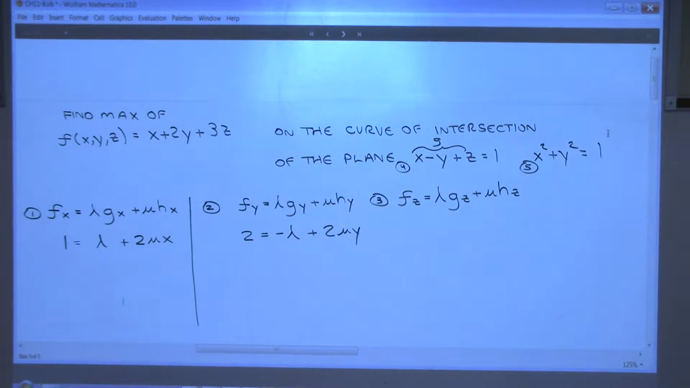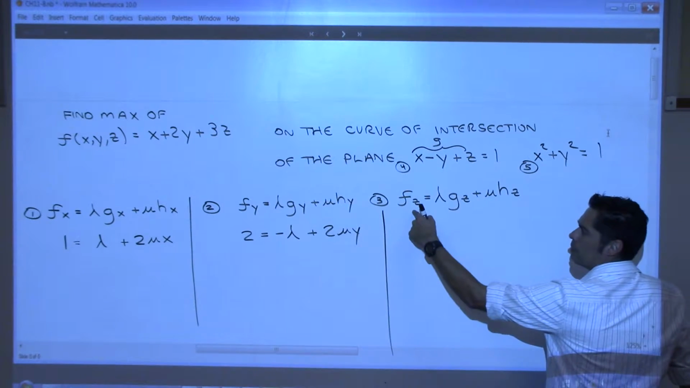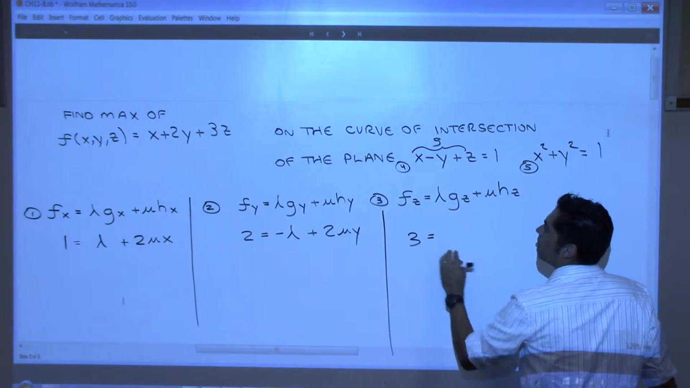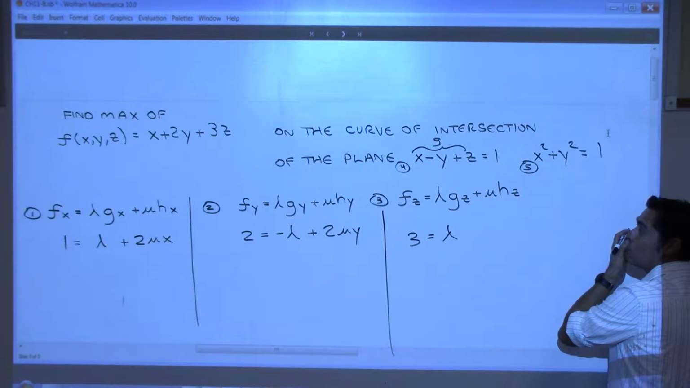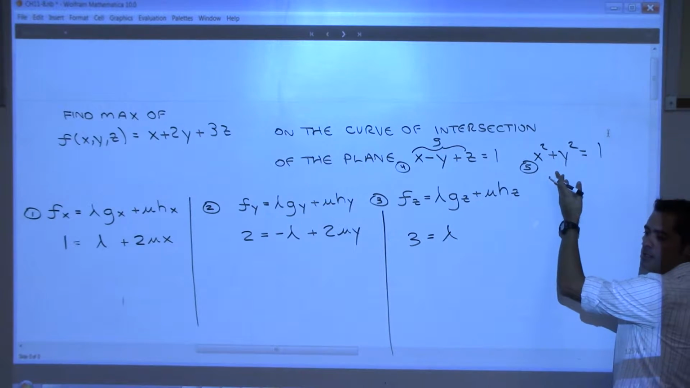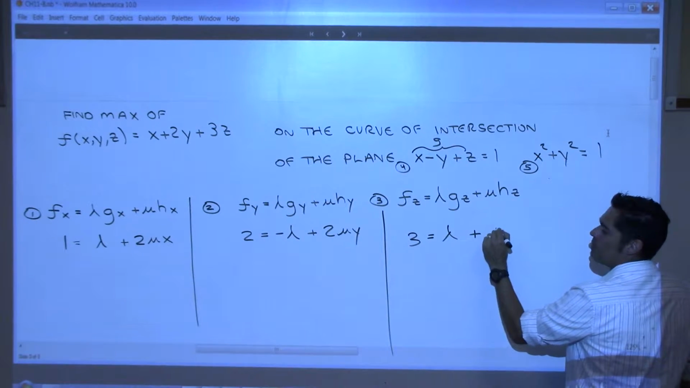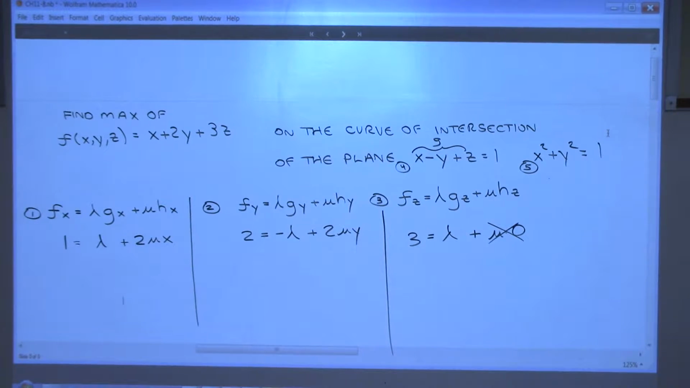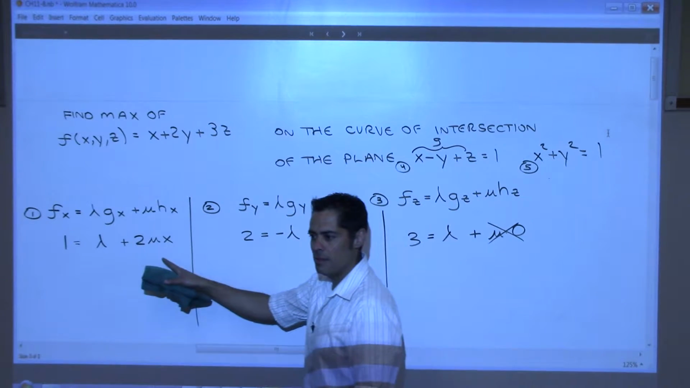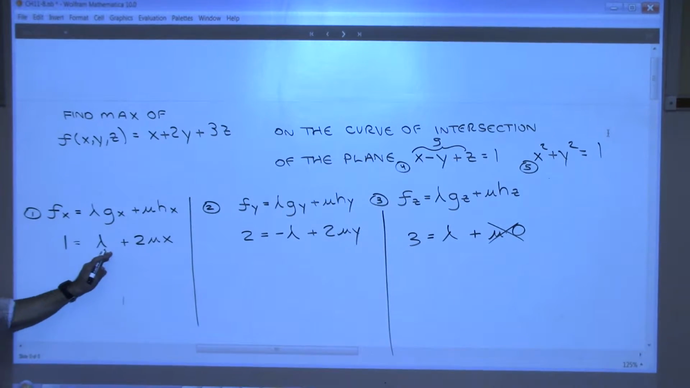We good? Third one: 3 lambda. Oh, we're so lucky right now. What's the partial of this with respect to z? 0, right? Plus mu times 0, but that means that's gone, which means lambda's 3. And once I know lambda's 3, I can come back over here, right? If lambda's 3, then this really becomes 3, then move it over to the other side. This is negative 2 equals 2 mu x, which means negative 1 equals mu x.